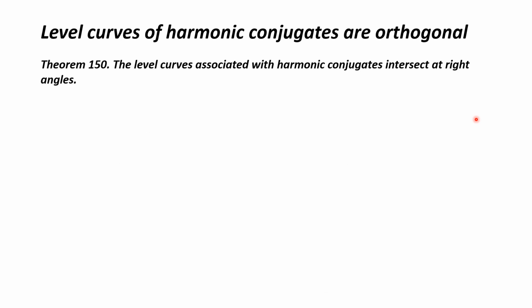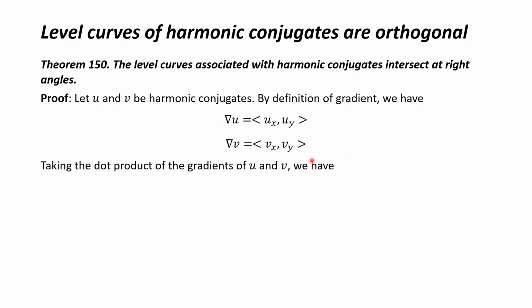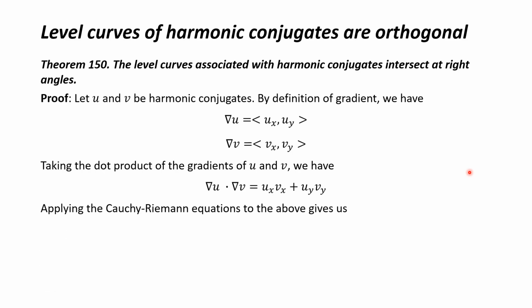So let's now prove the theorem I mentioned a few slides back. The level curves associated with harmonic conjugates intersect at right angles. So basically, the level curves of the real and imaginary parts of an analytic function always intersect at right angles. We let U and V be harmonic conjugates. Then the definition of the gradient, just writing it out here. Then we take the dot product, as we talked about on the previous slide. So we get this expression here.